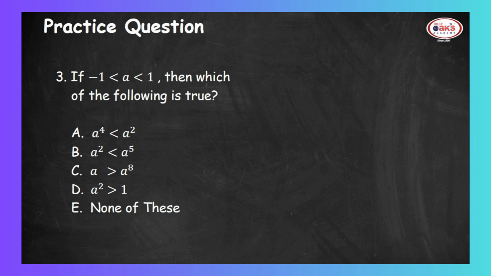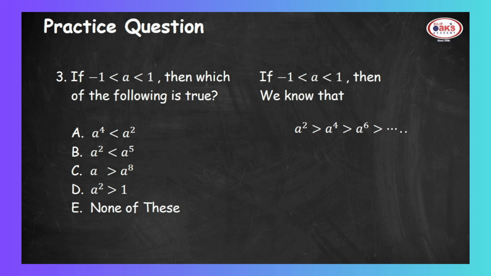Now, because A is allowed to vary between minus 1 and plus 1, what we can say is A square will dominate A power 4, which will in turn dominate A power 6, and so on and so on.